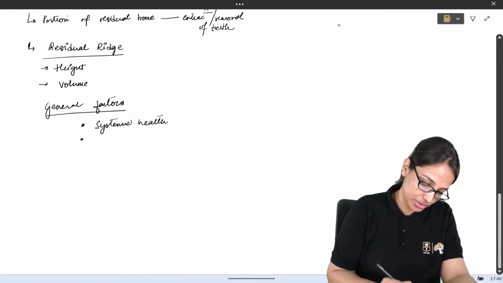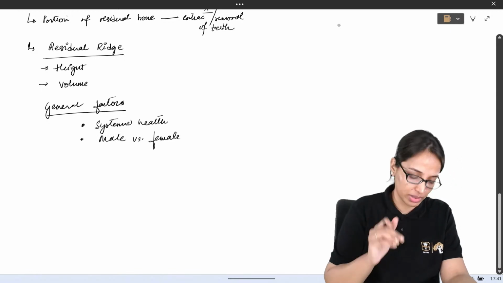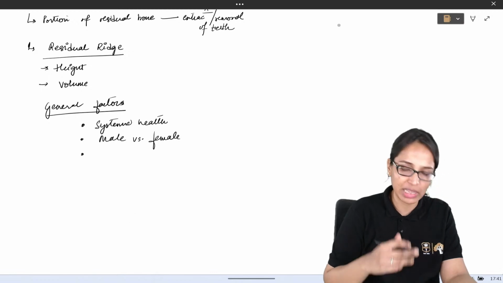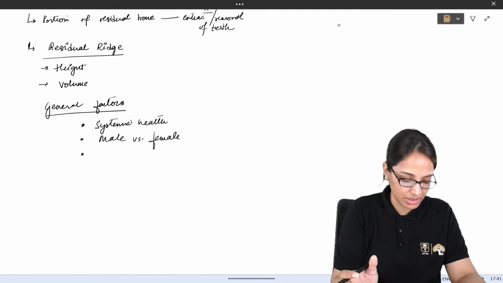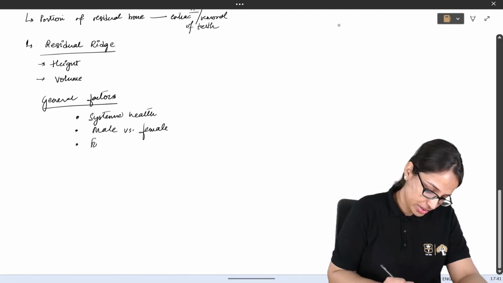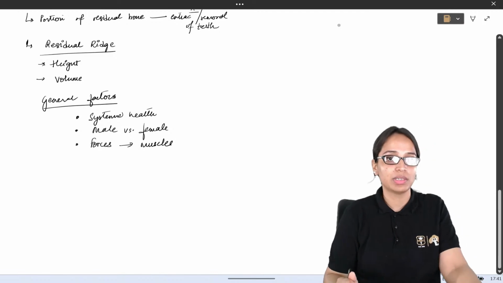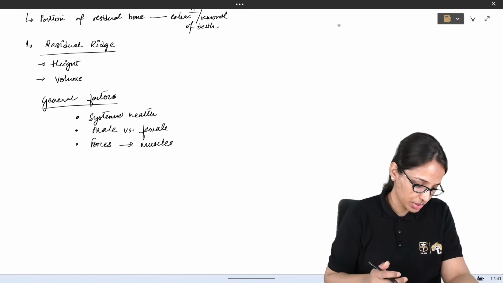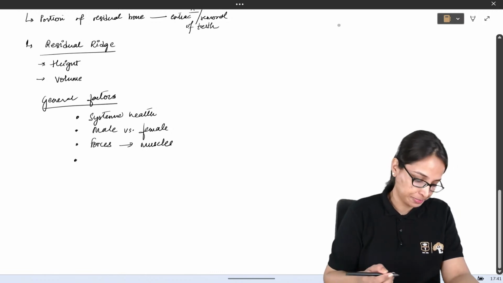Second is gender, male versus female. Clinically, we have seen that females will have a smaller ridge in comparison to the males. That is mainly because even the arch size is smaller in females as compared to males. Third is the forces applied by the surrounding musculature. Forces applied by the surrounding muscles will also determine how your residual alveolar ridge is going to be in size, shape and form.